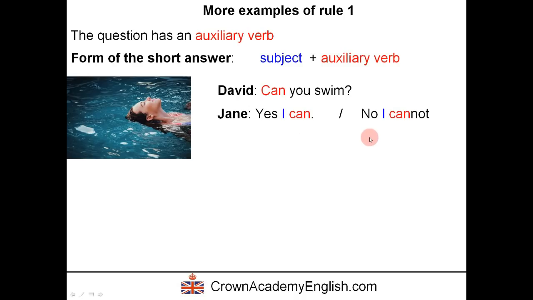And in the negative, if the answer is no, here is the full form. No, I cannot. Or, no, I can't. Okay, we have a choice here.